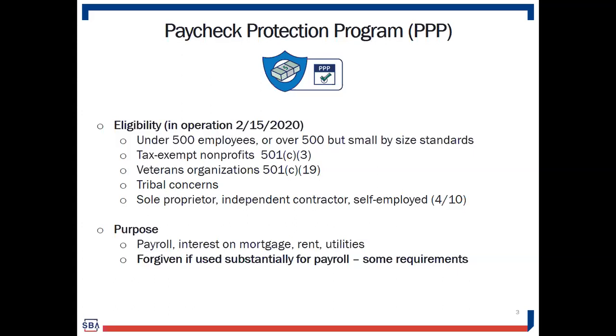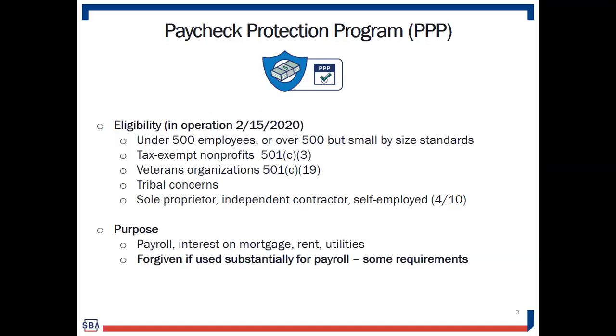Many folks have heard that this is going to be a forgivable loan, and it will be as long as a substantial portion, which in this case is going to be 75%, so 75% of the loan needs to be used by the employer to maintain or quickly rehire employees and maintain salary levels. Keep in mind that if you reduce your full-time headcount or if your salaries and wages decrease, you may lose a portion of the forgiveness.